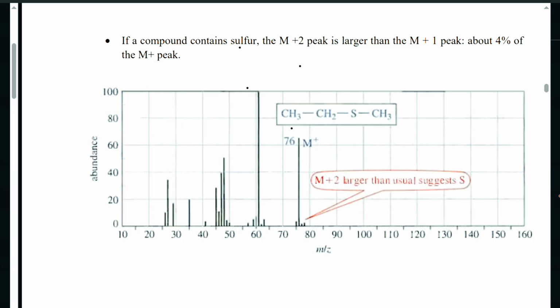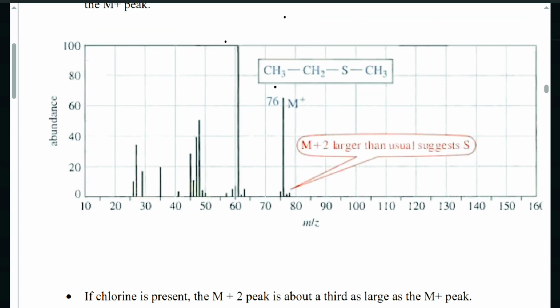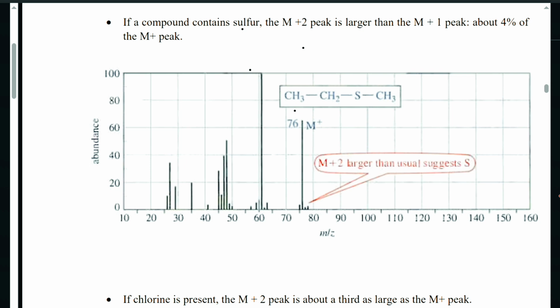So the abundance of this molecular ion peak here is 40%, right? This one will be 4% of this 40%. So probably like 4%. So that's just that. But we'll see how we can use it in further explanation.